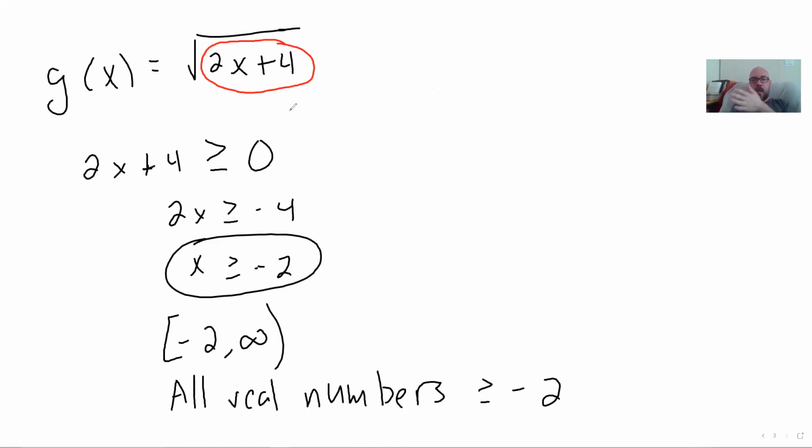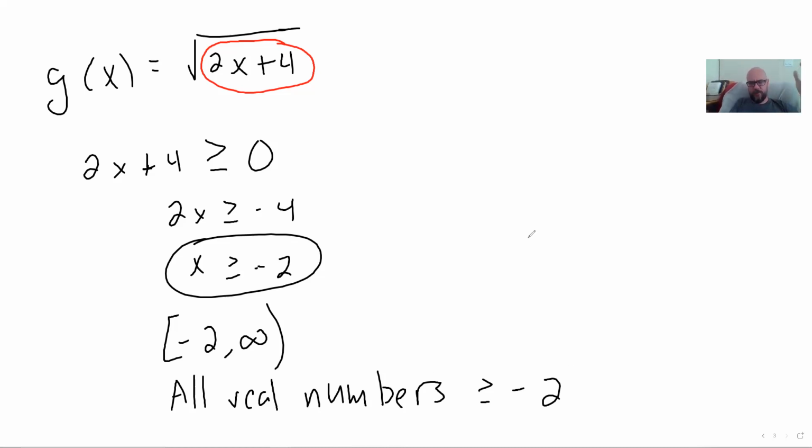And I can't have any negative numbers under the square root. So what I'm going to do is, if I have a square root, I'm going to say that that stuff is greater than or equal to 0 and solve that inequality. And that'll give me where I can put in numbers.